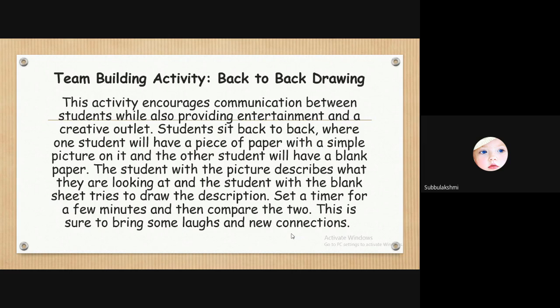You can set a timer for a few minutes, and then come back. This naturally brings laughter, and they also get connected to one another, understanding each other's wavelength. This activity is basically to understand the wavelength of one another.